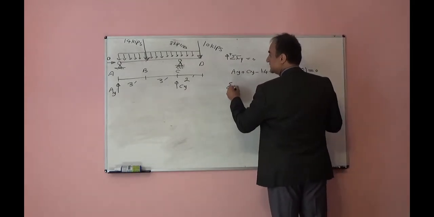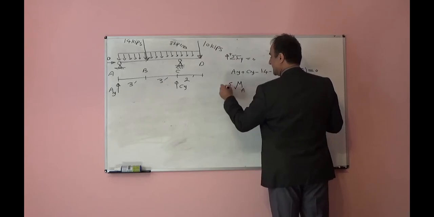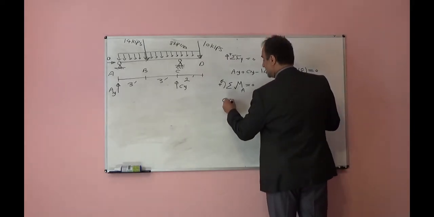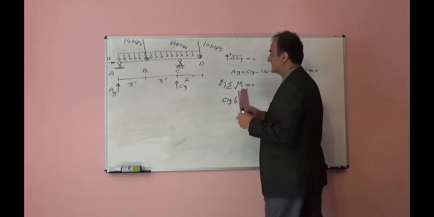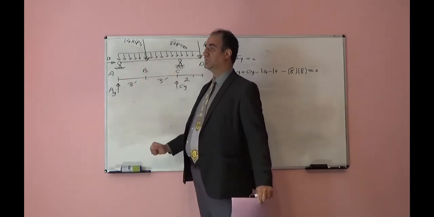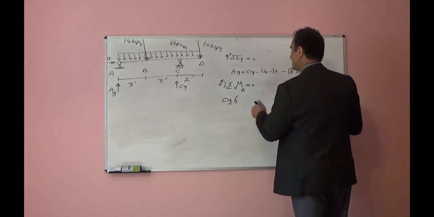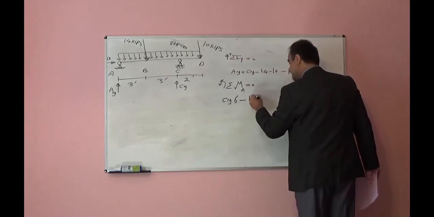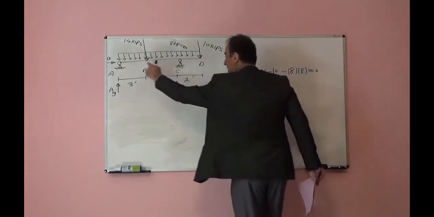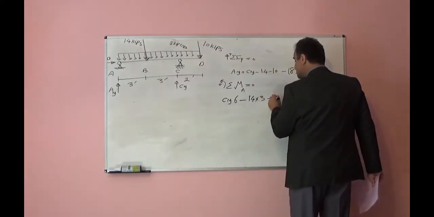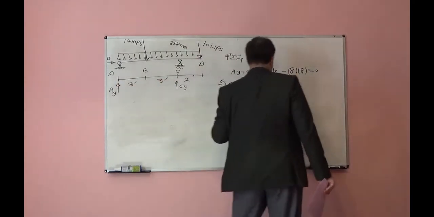Summation of moment with respect to one point is equal to 0. For example, point A, and I assume external moment counterclockwise is positive, is equal to 0. So I will have Cy times 6. Cy times 6 wants to rotate this beam with respect to point A counterclockwise, so positive, minus 14 times 3. 14 times 3 wants to rotate this beam with respect to point A clockwise, so negative, minus 10 times 8.